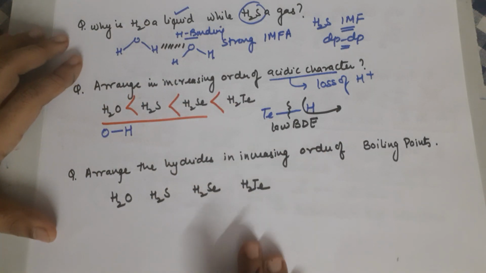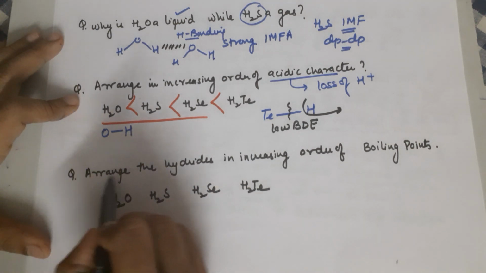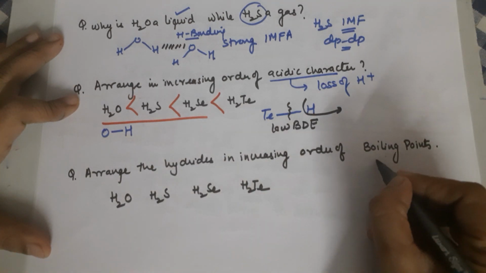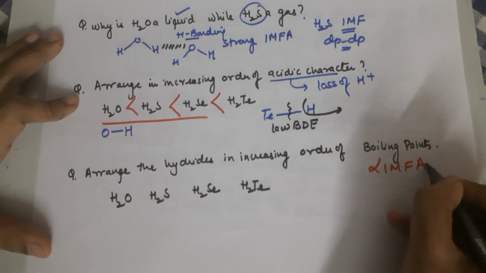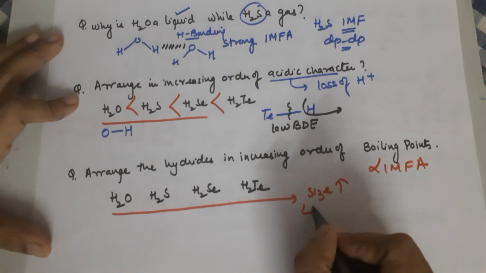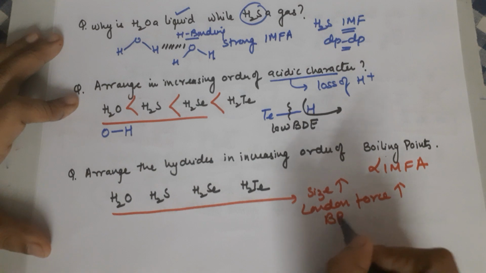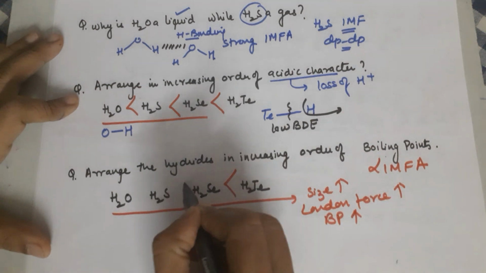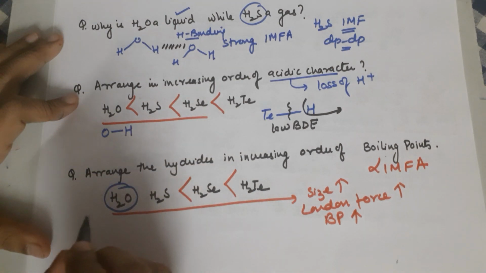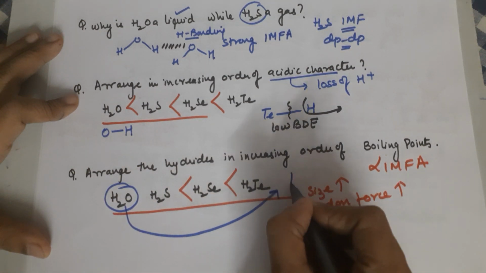Coming to the last question of the class, I've tried to cover them up, but we are still left with a few more. Arrange the hydrides in increasing order of boiling point. When I talk about this, the boiling point is directly proportional to intermolecular force of attraction. Now, down the group, size increases. Therefore, the London force increases. Therefore, the boiling point should increase. And it does. But the problem is with H2O. H2O has a very strong hydrogen bonding, because of which this has to be written here.